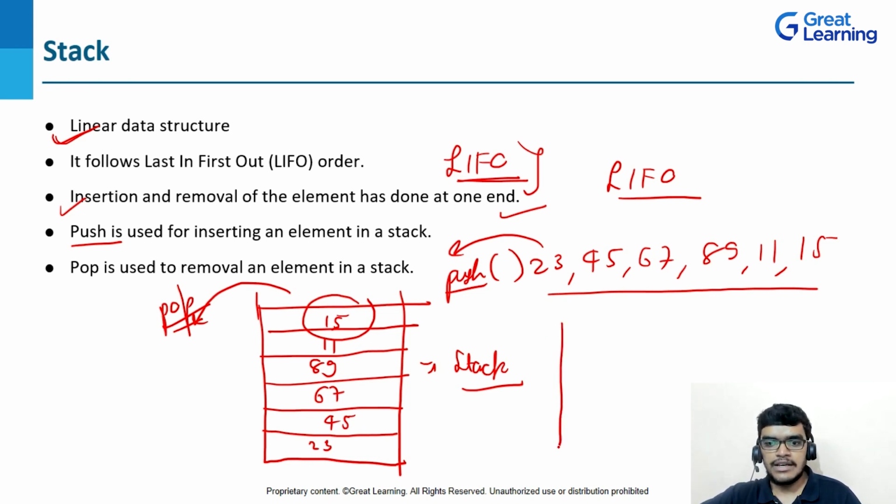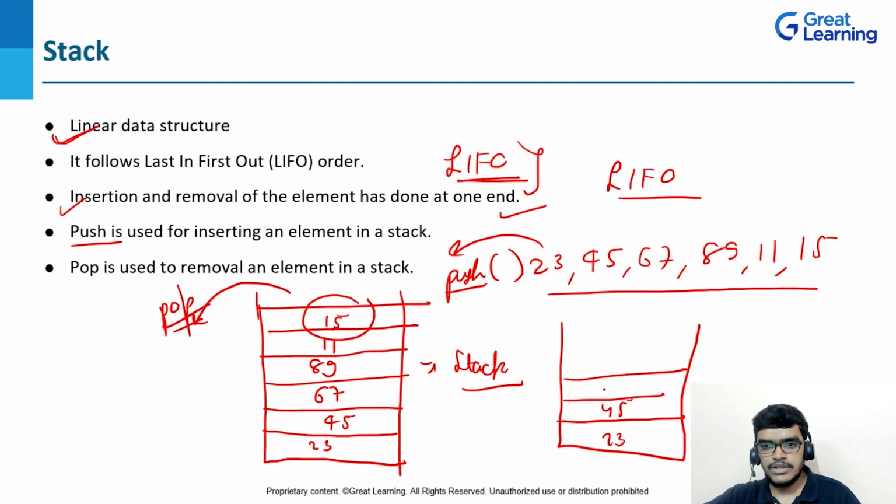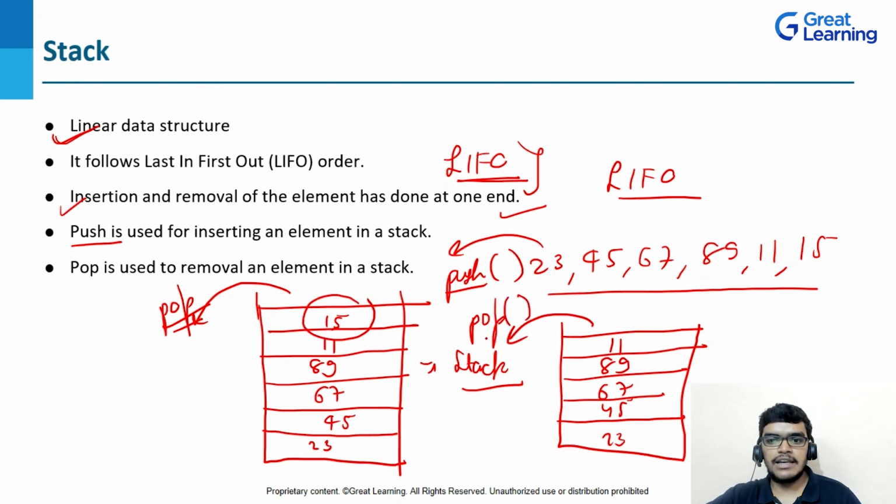So once 15 has been removed, then I have the elements 23, 45, 67, 89, and then 11. Once again, if I want to remove an element, then 11 will be removed. So once again, I will write here pop. Always remember that the push operation is used for insertion and the pop operation is used for removal. Whatever elements I was inserting here, 23, 45, 67, 89, 11, 15, I was using the push operation.